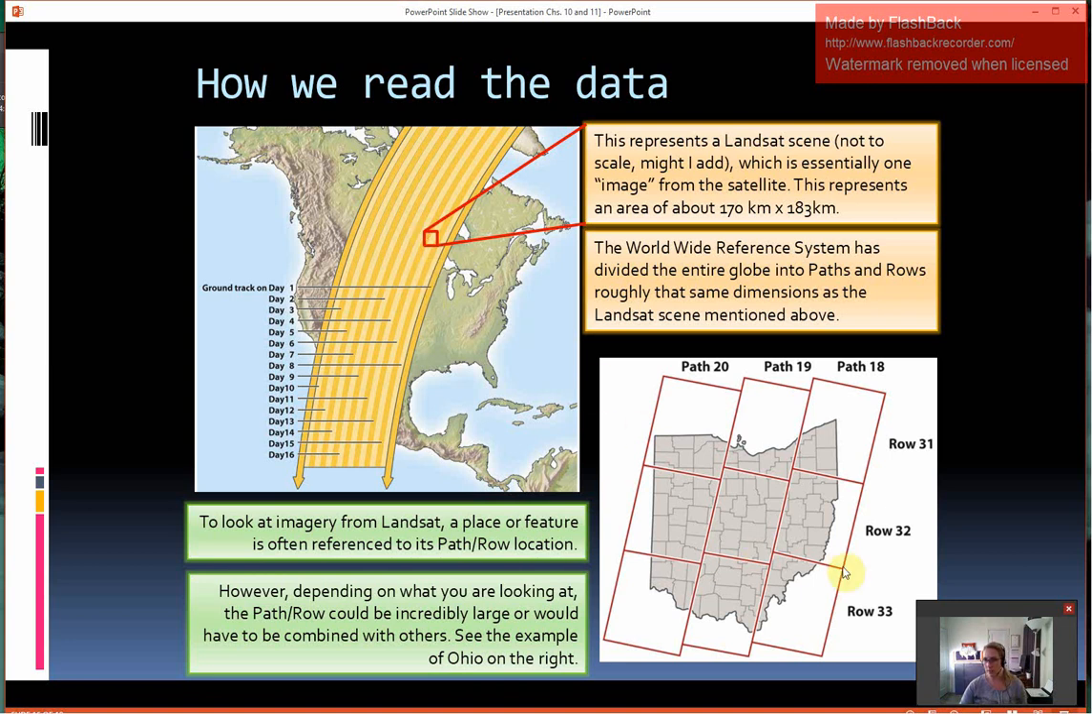So if we look at this illustration here of Ohio, you can see that Ohio is covered by paths 18 through 20 and rows 31 through 33. And that is actually the size of the images that are taken as it's going over.